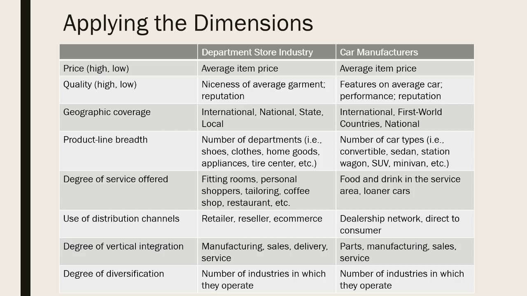In the department store industry, this tends to be across a limited number. Typically, the department stores are all retailers. They're direct-to-consumer retailers. They can also sometimes use reselling services. And although all the department stores now use e-commerce, that used to be a way that you could classify all of the competitors in the industry because some of them had better e-commerce than others. For auto manufacturers, though, your use of distribution channels is very low.